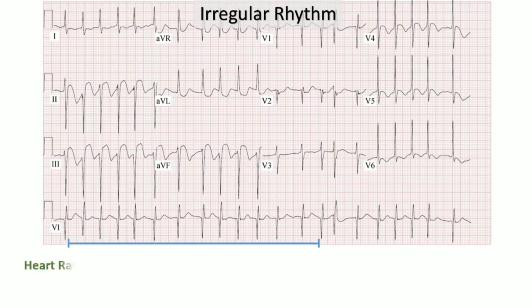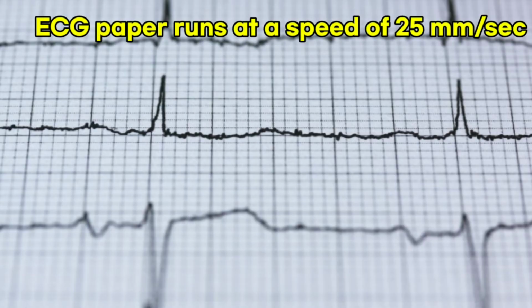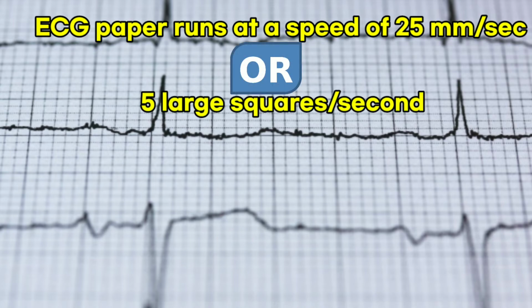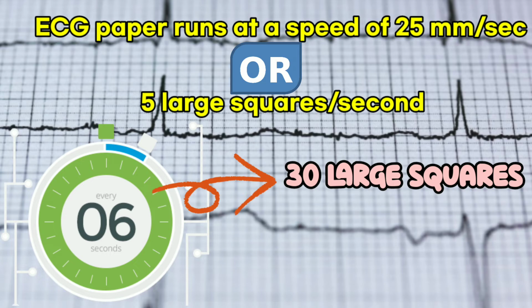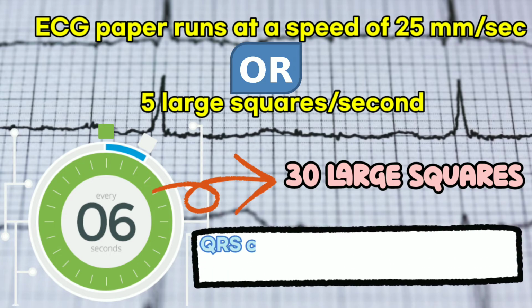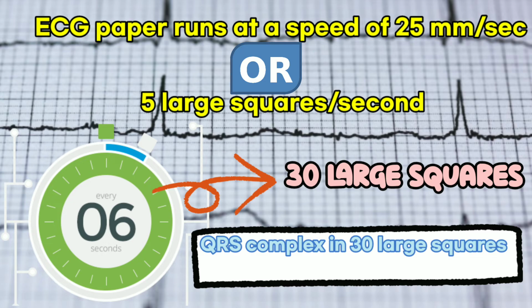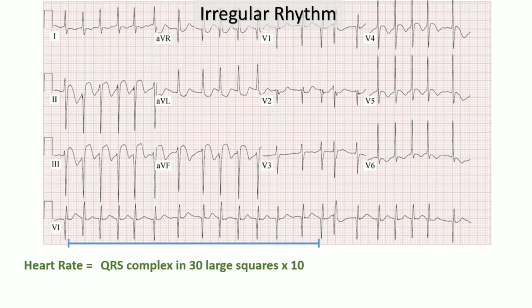For irregular rhythms, heart rate is the number of QRS complexes in 30 large squares multiplied by 10. Because ECG paper runs at a speed of 25 mm per second, which is 5 large squares per second. So in 6 seconds, 30 large boxes, and for 60 seconds, 30 into 10. Hence the formula: number of QRS complexes in 30 large boxes into 10. In this case, the number of QRS complexes in 30 large boxes is 12. So heart rate would be 12 into 10, 120 beats per minute.